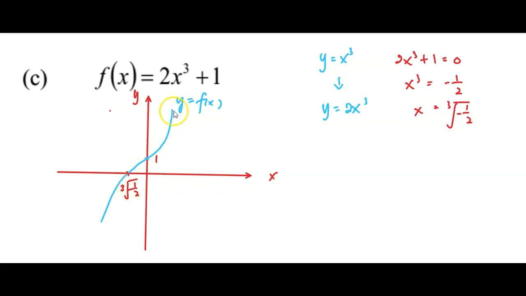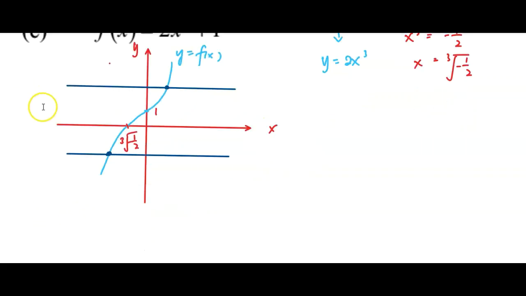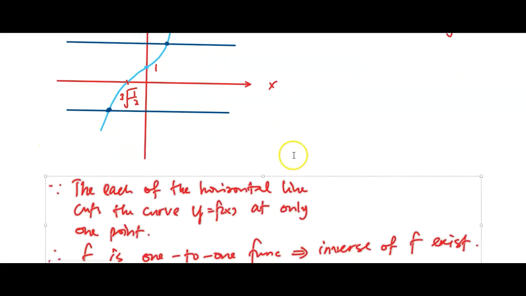Alright. Then after that, I'm going to show that this is a one-to-one function by using the horizontal line test. So I sketch a horizontal line, and you can see that this horizontal line passes through the curve at only one point. You can have another horizontal line, and again, this horizontal line passes through the graph at only one point. If you sketch a few more horizontal lines, you will get the same result. So your conclusion is the same as the previous one.